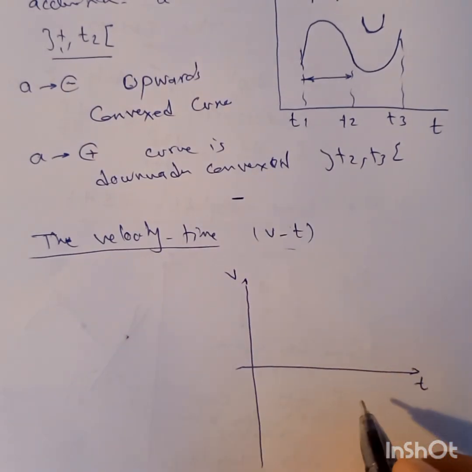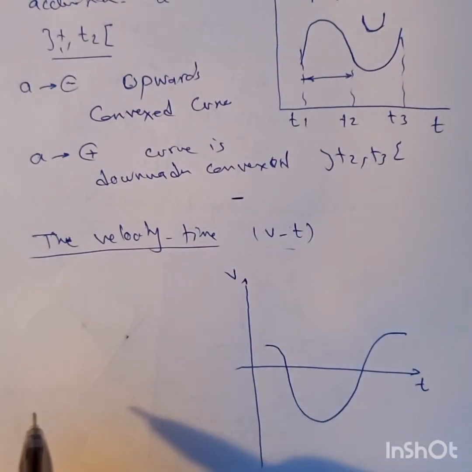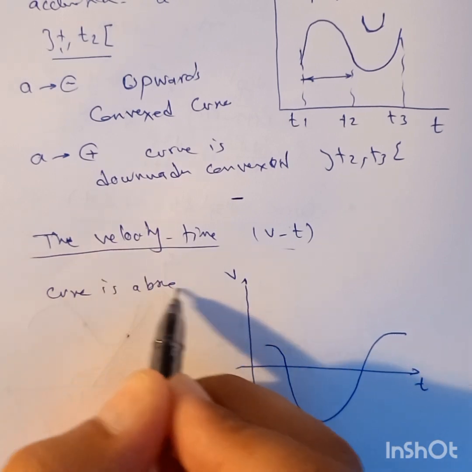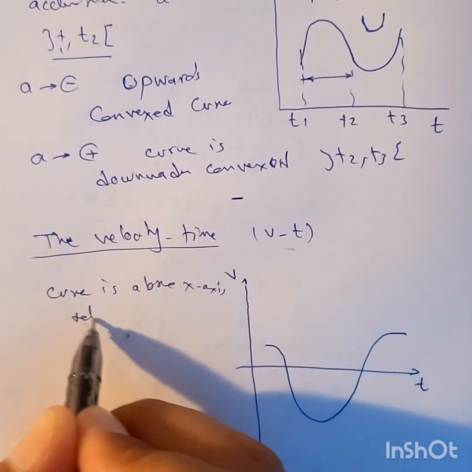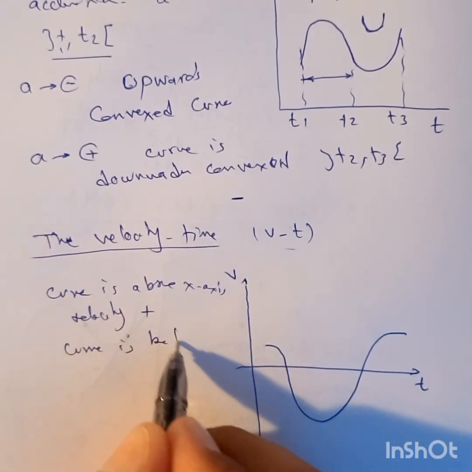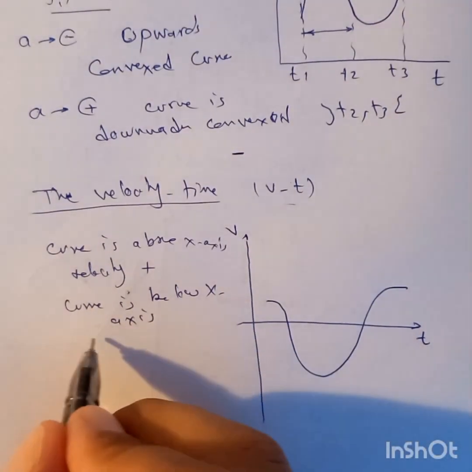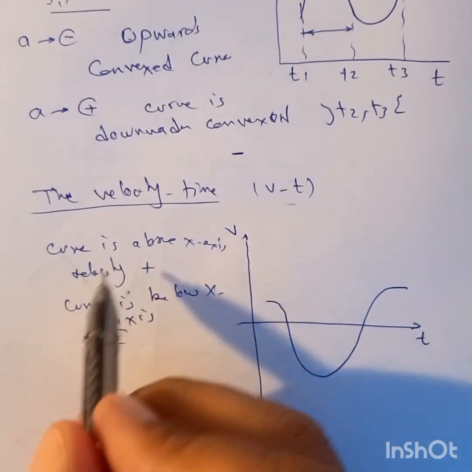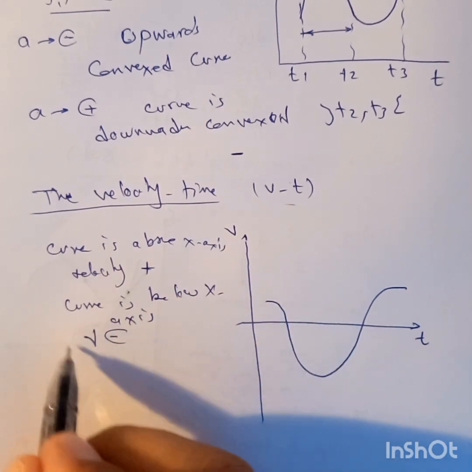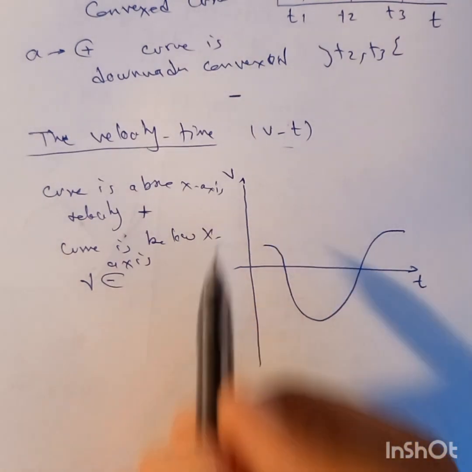Okay, and we have this form, for example. As we explained before, if the curve is above the x-axis, then velocity is a positive value. And if the curve is below the x-axis, or time axis, then velocity is a negative value. If the velocity is positive, then the body moves in forward direction, and v is negative when the body moves in backward direction. Okay, this is the first one.